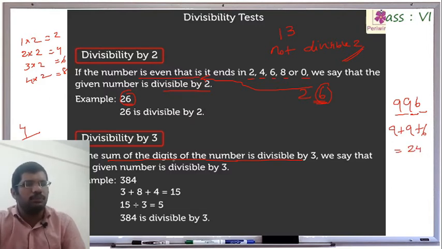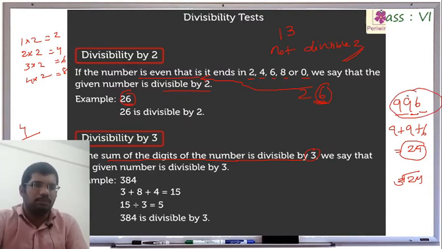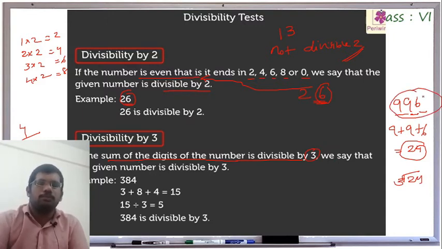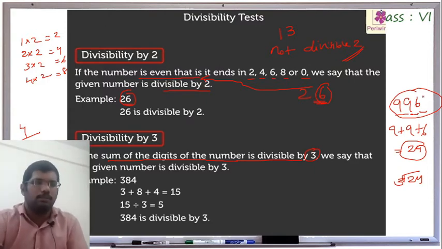If the sum of the digit is divisible by 3, so here the sum 24 is divisible by 3, so this number is also divisible by 3, which means if the sum is divisible by 3, the number is also divisible by 3.